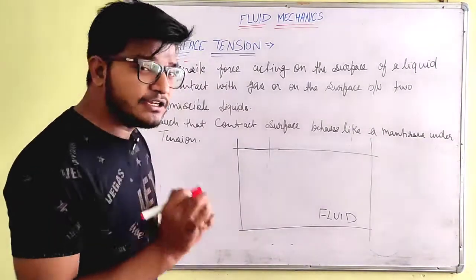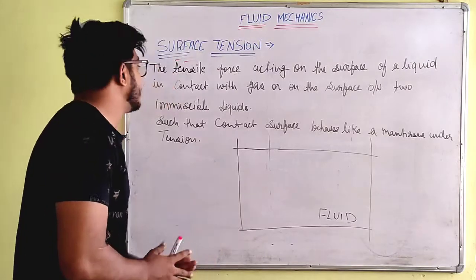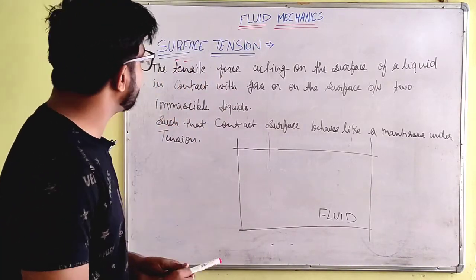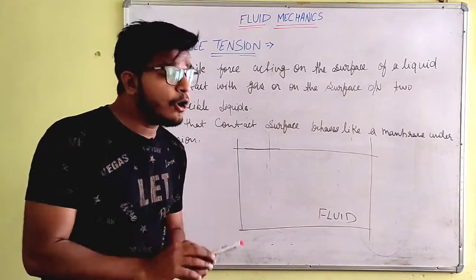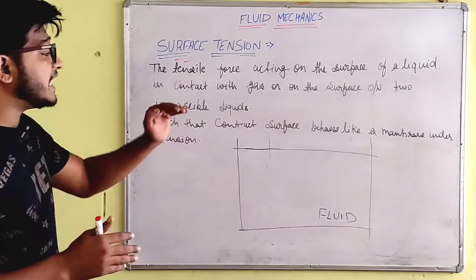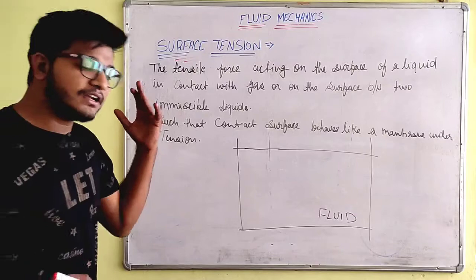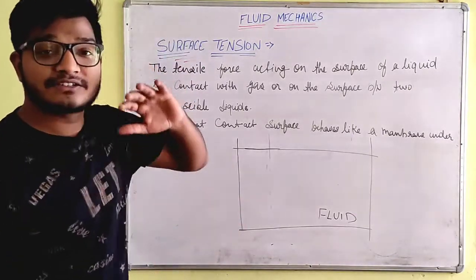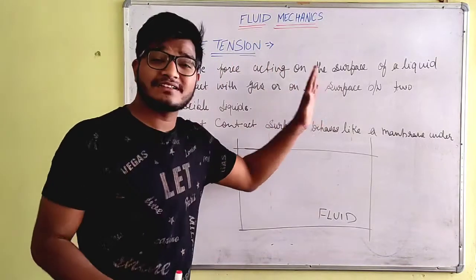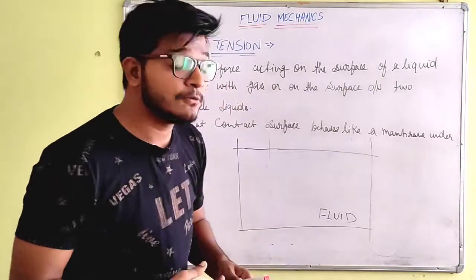So now let's continue with surface tension. What is surface tension? Surface tension is the tensile force acting on the surface of a liquid in contact with a gas, or on the surface between two immiscible liquids, such that the contact surface behaves like a membrane under tension. Let's keep this definition aside, because it is quite confusing. Now let's understand the concept of what it is trying to say.